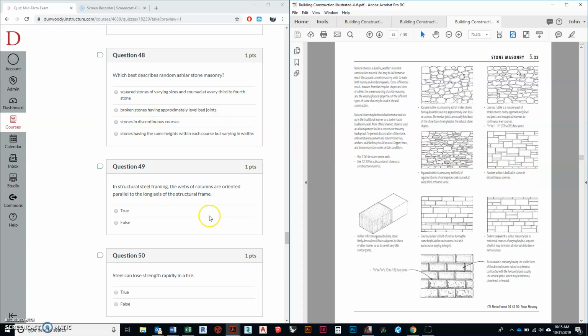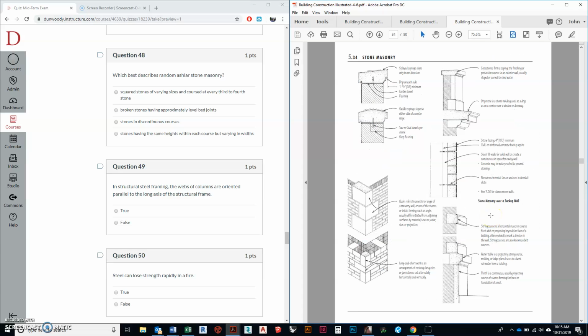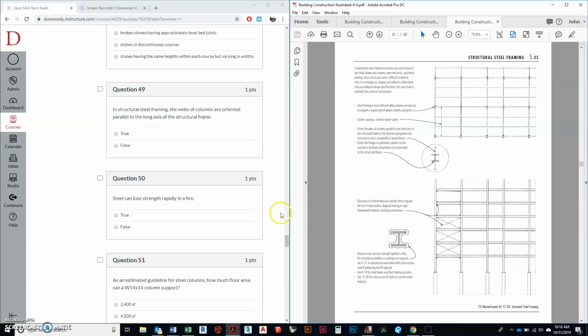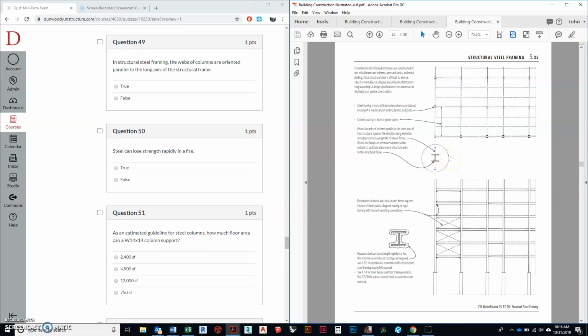There it is. In structural steel framing, the webs of columns are oriented parallel to the long axis of the structural frame. So we're looking now getting the steel framing. The webs of columns. So we're looking at column spacing. Orient the webs of columns parallel to the short axis. Here it says parallel to the long axis. So that's obviously got to be false. That's just a matter of the strength of a steel H or I beam or W beam, depending on which supplier or which person you're talking to.